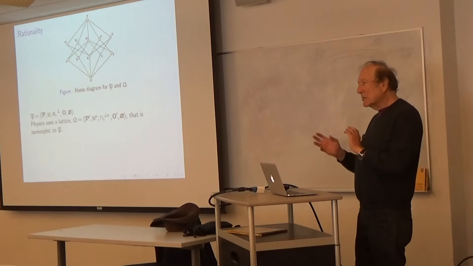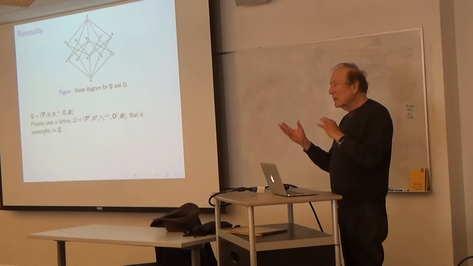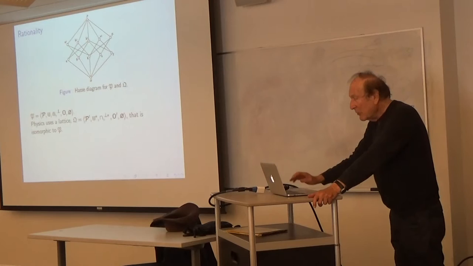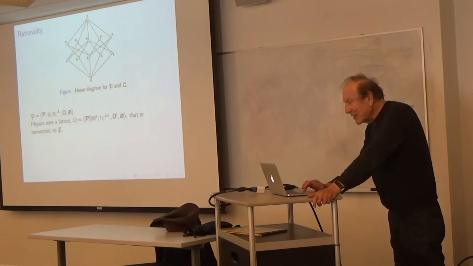In this particular case, it would correspond with confusing probabilities or interference or something like that, which could have very weird effects in abstract situations. But I won't go into that. But anyway, physics uses this lattice, that's isomorphic here.